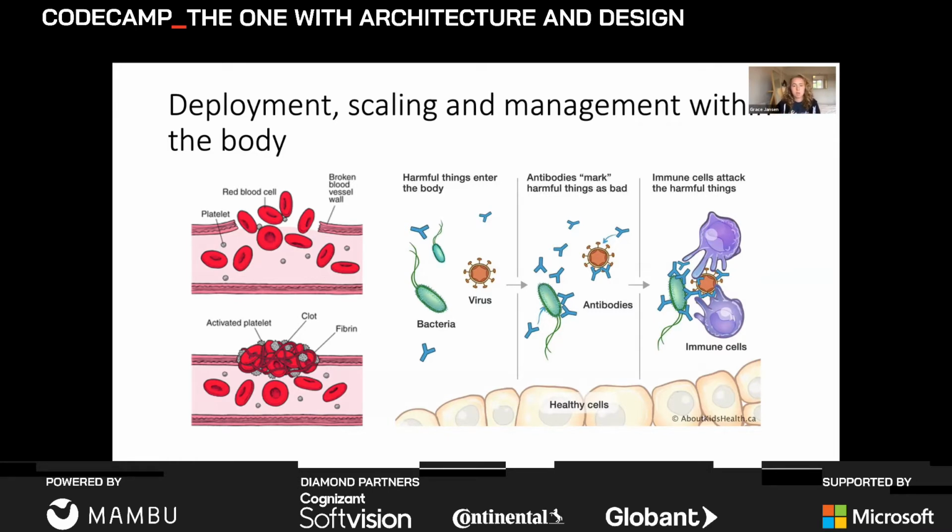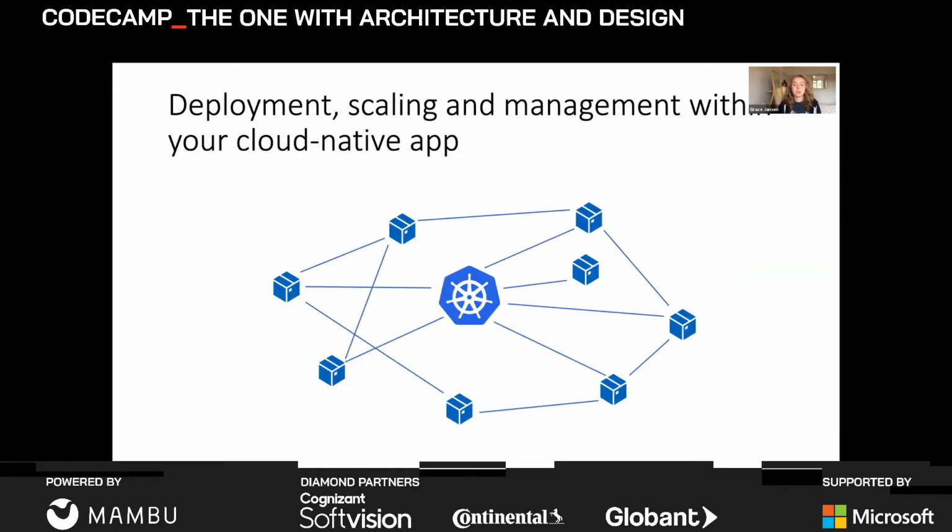And what that means is that infection doesn't spread, and that single point of failure doesn't cause the entire system to break down. So our body has this fantastic way of being able to rapidly and elastically deploy, scale, and manage the different containers within our body, the different parts of our body. And we need to be able to do the same thing in cloud applications. And we can do that utilizing tools like Kubernetes, for example.